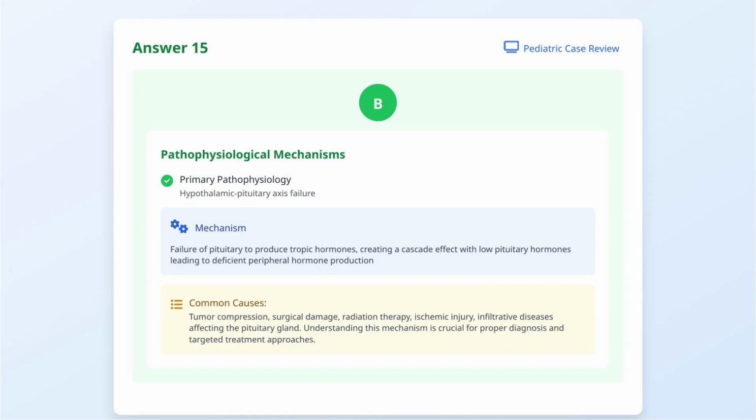The primary pathophysiology involves hypothalamic pituitary axis failure, where the pituitary gland cannot produce adequate tropic hormones. This creates a cascade effect with low pituitary hormones leading to deficient peripheral hormone production. Causes include tumor compression, surgical damage, radiation therapy, ischemic injury, and infiltrative diseases affecting the pituitary gland.